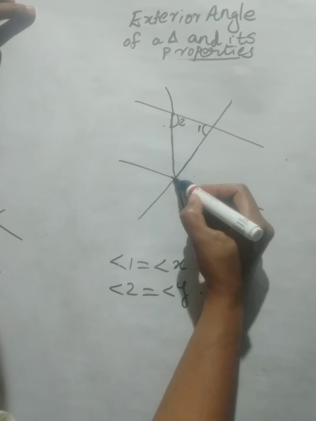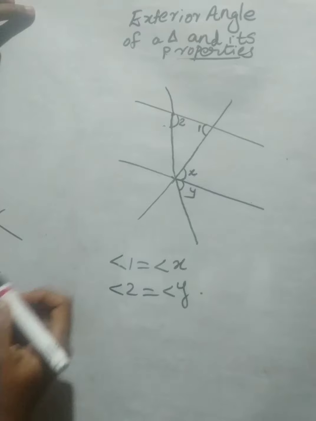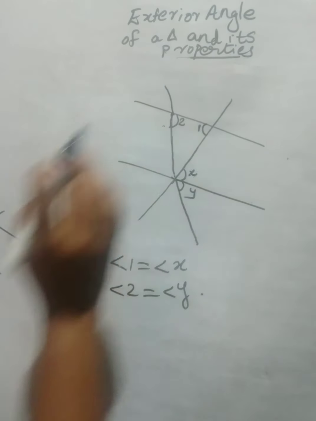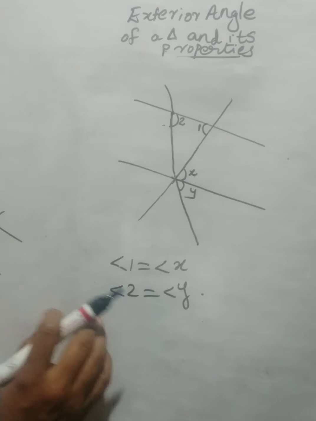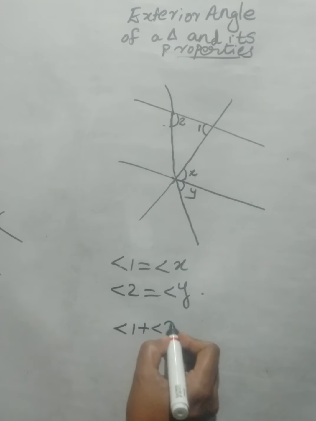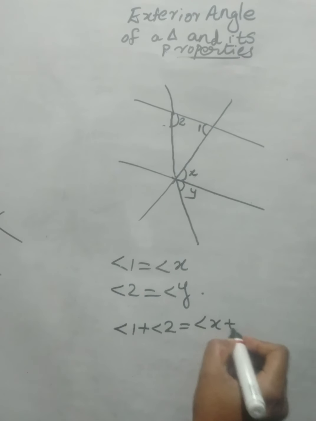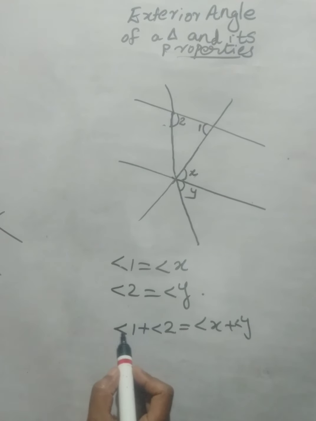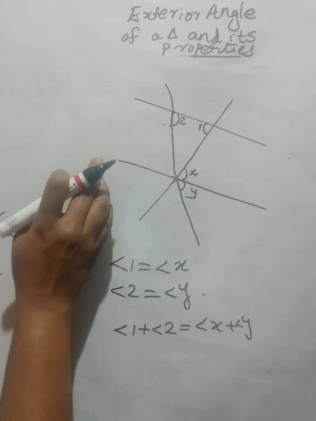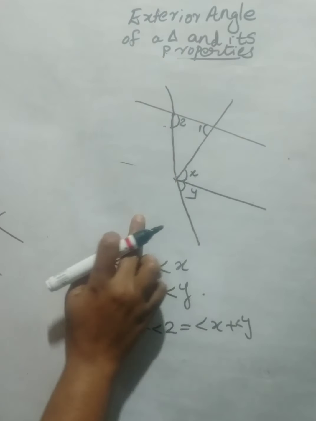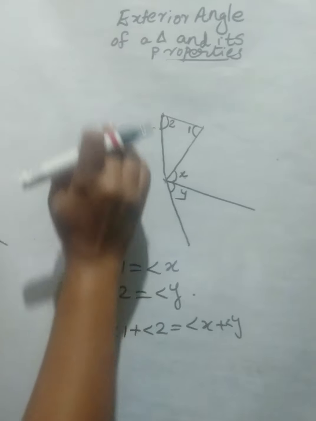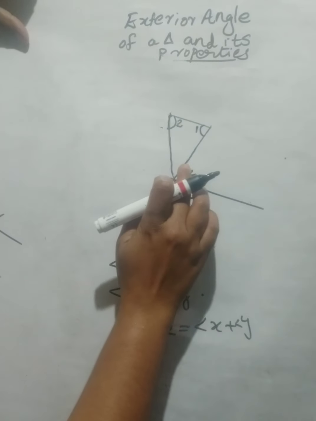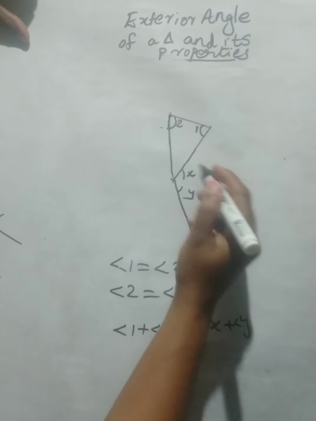Now we can draw it again. Here x was there. So now we got angle 1 is equal to angle x and angle 2 is equal to angle y. So when we add angle 1 and angle 2, we will get angle x and y. The sum of angle 1 and 2 is equal to the sum of x and y. Okay, we can rub some lines. This one and this one. Also here, and we can rub this too.